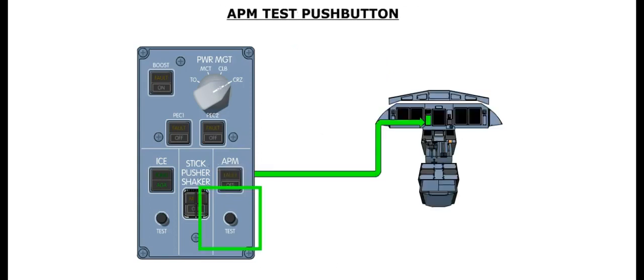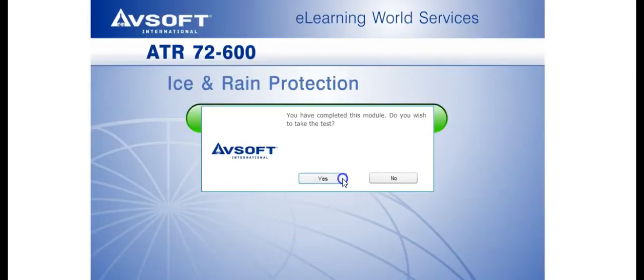The system should be tested daily by pressing the test push button below the APM push button. This concludes the ice and rain protection module.